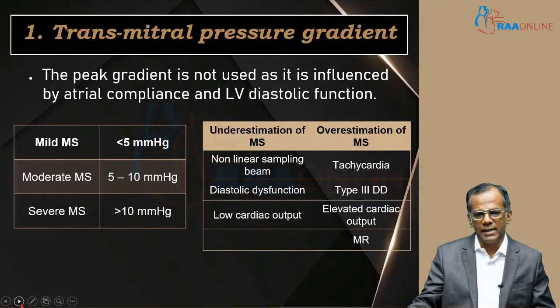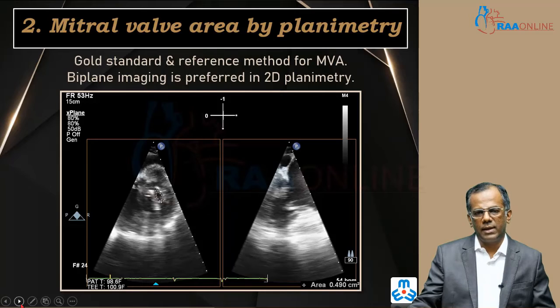Now there are certain fallacies in using pressure gradient for classification of mitral stenosis. There can be underestimation of mitral stenosis if there's a non-linear sampling beam, there's a type 1 diastolic dysfunction or a low cardiac output. And there's an overestimation of mitral stenosis during tachycardia, type 3 diastolic dysfunction, elevated cardiac output and mitral regurgitation. The second modality is mitral valve area by planimetry.